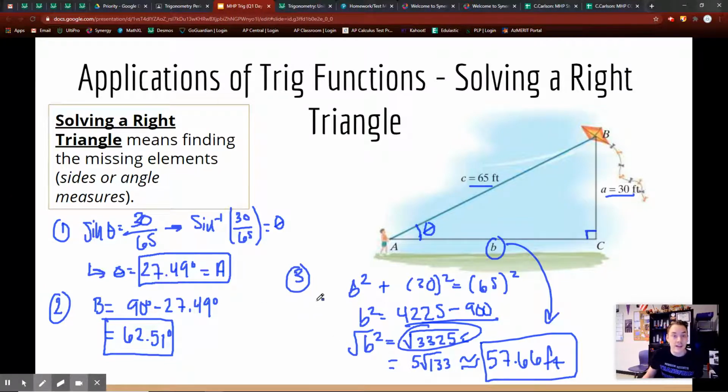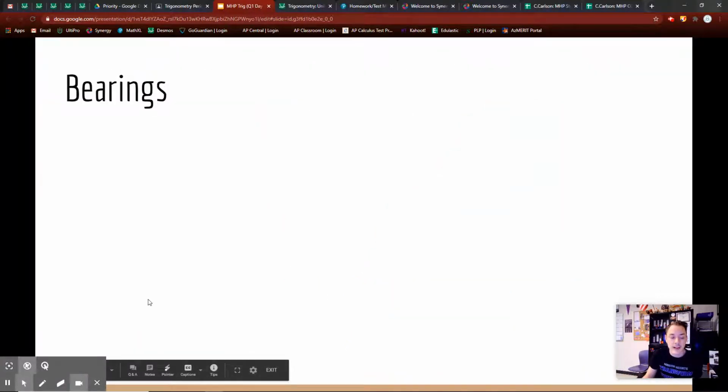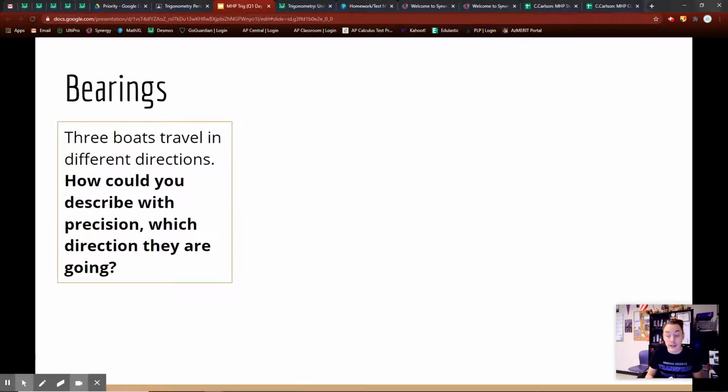I'm going to move on and leave it as such. A lot of your homework assignments are going to be these types of examples. All right, now, the next application is what we call bearings.